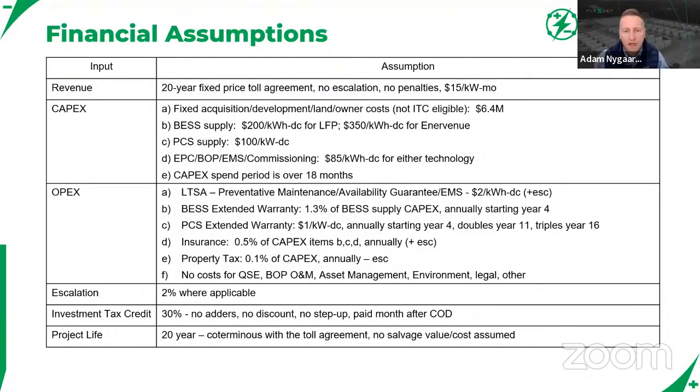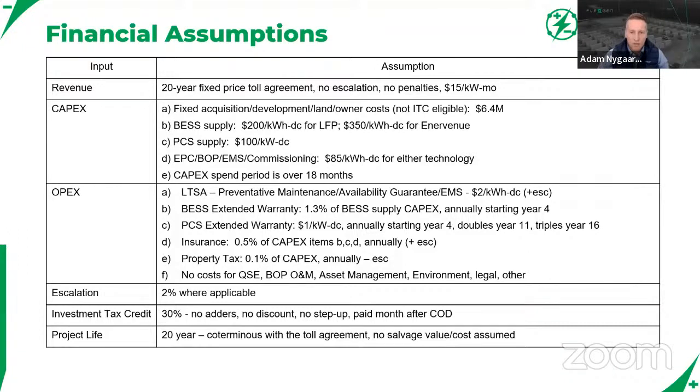Yeah, great, thanks. And again, just to set the stage, the whole premise here is that you as the product developer and owner own this battery project, but you've entered into an offtake agreement, typically called a toll agreement, where you don't have control as to what the battery is told to do. The off-taking utility is making that call. The assumption here is you've entered into a 20-year fixed price toll agreement with no escalation. You've operated it well over those 20 years, you're not receiving any penalties, and assume just a $15 per kilowatt month revenue stream.